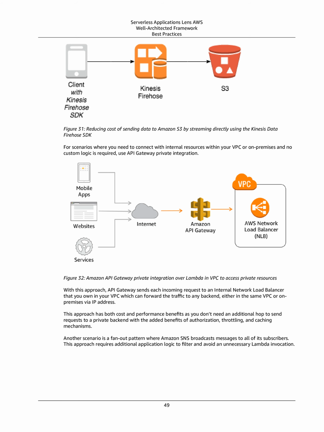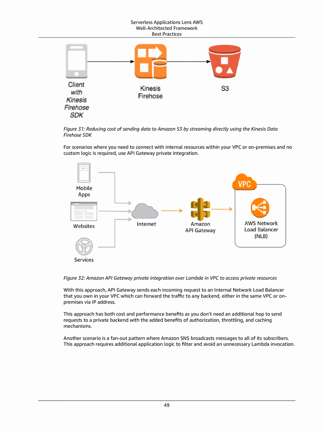For scenarios where you need to connect with internal resources within your VPC or on-premises and no custom logic is required, use API Gateway Private Integration. With this approach, API Gateway sends each incoming request to an internal network load balancer that you own in your VPC, which can forward the traffic to any backend, either in the same VPC or on premises via IP address. This approach has both cost and performance benefits, as you don't need an additional hop to send requests to a private backend, with the added benefits of authorization, throttling, and caching mechanisms.